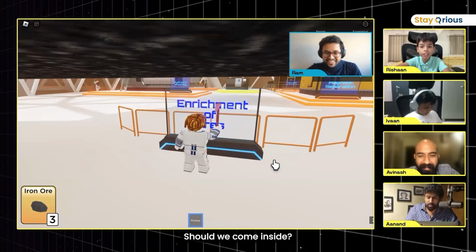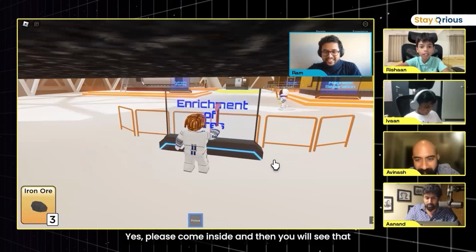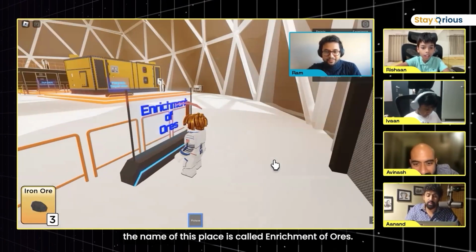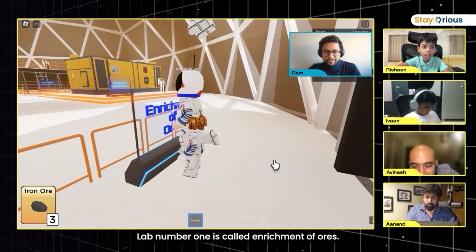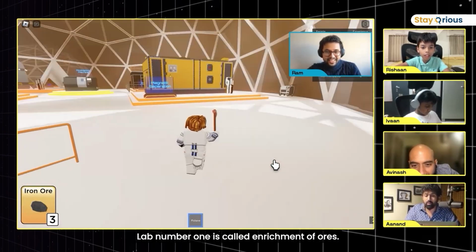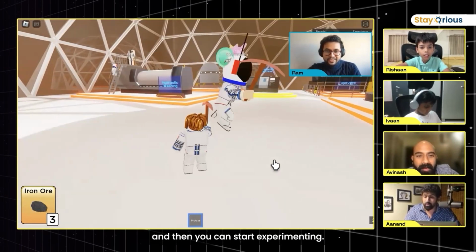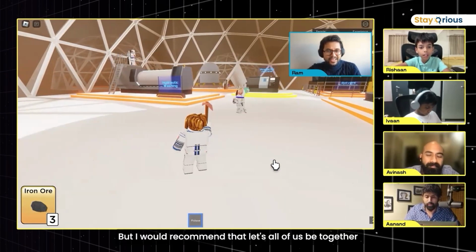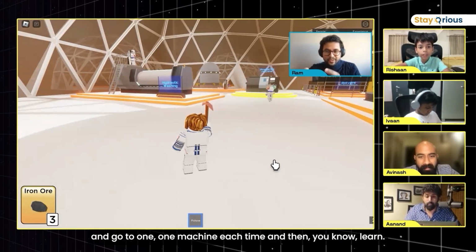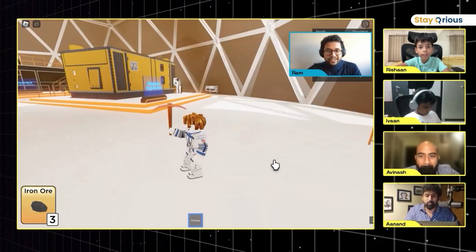Okay. Should we come inside? Yes, please come inside and then you will see that the name of this place is called Enrichment of Ores. You are in lab number 1. Lab number 1 is called Enrichment of Ores. And you see many machines over here. You can go to any of these machines and start experimenting. But I would recommend that all of us be together and go to one machine each time and learn.